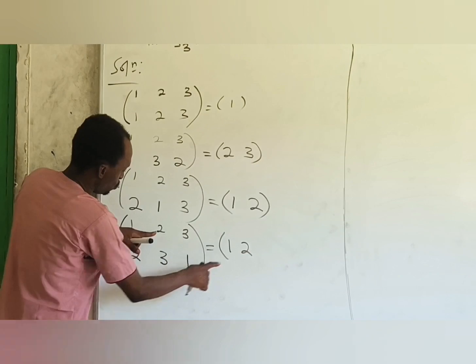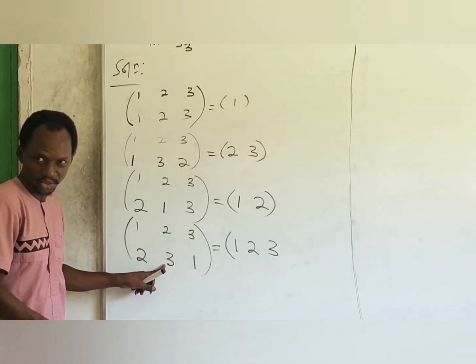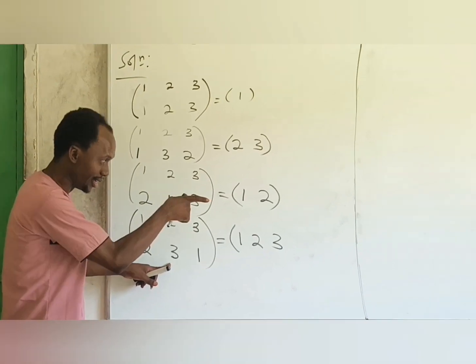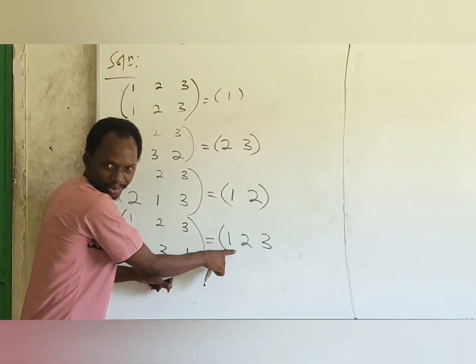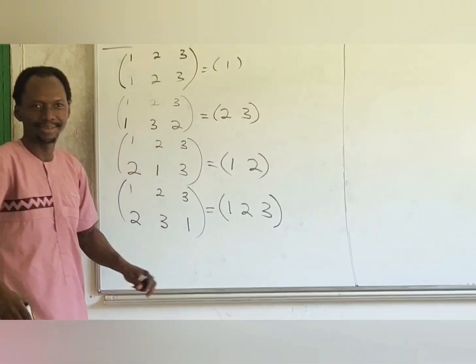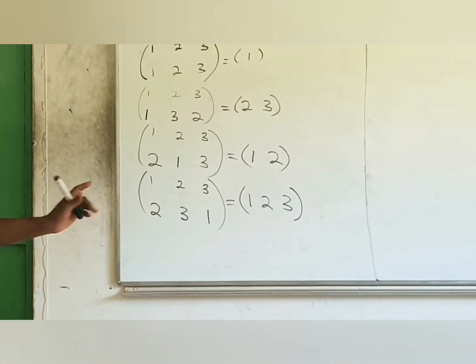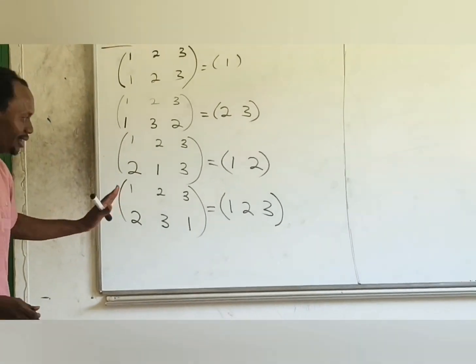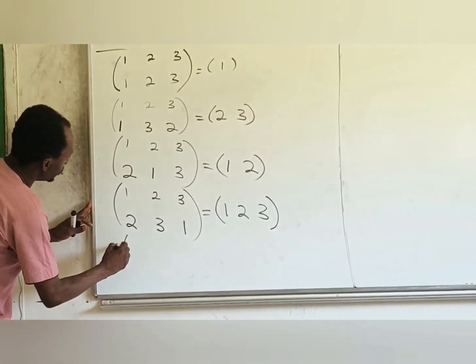Then 2 goes to what? 2 goes to 3. Are you watching? We are now at 3. So come, 3 goes to 1. Can you see? It's coming back. When it's coming back, what do you do? Are you watching how to write cycles of permutations? These are the cycles. Cycle representation of what? Permutations. So let's go on.